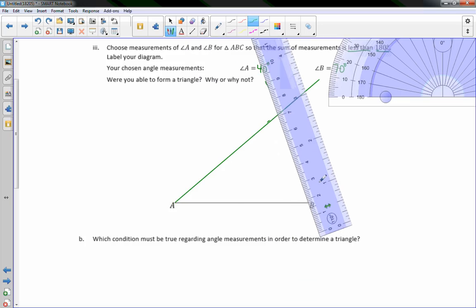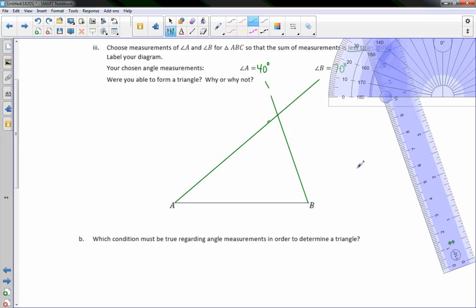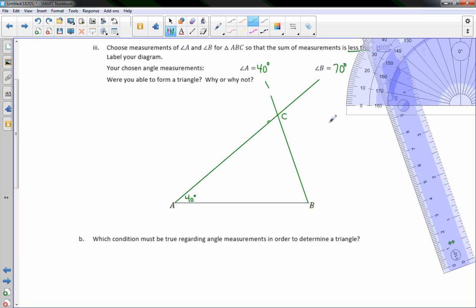And when I line this up for the 70 degree mark, then you see that I was able to make a triangle. So this is angle C. So angle A was 40 degrees. Angle B was 70 degrees. And by the triangle sum theorem, 70 plus 40 is 110. 110 plus 70 is 180. So angle C has to be 70 degrees.